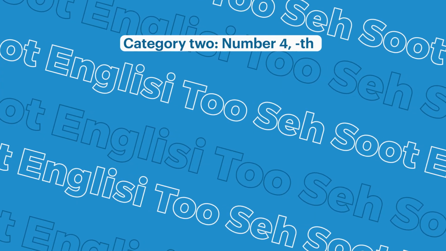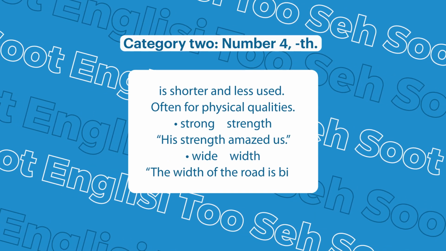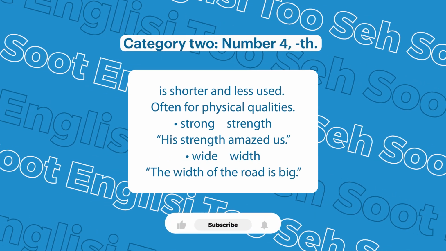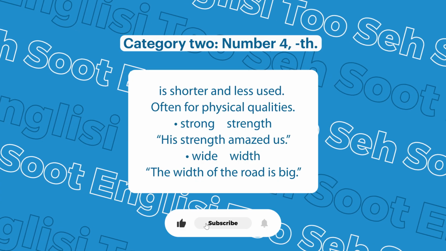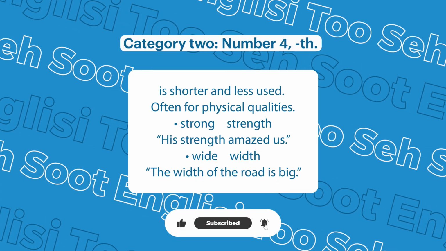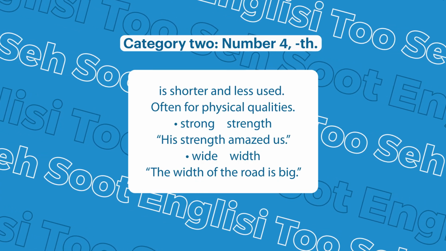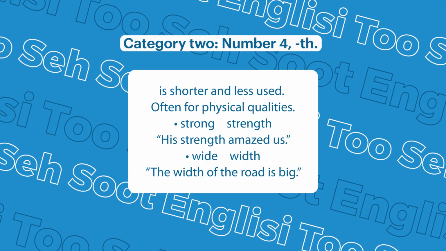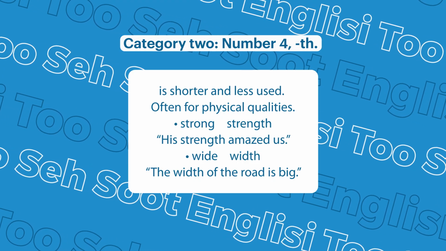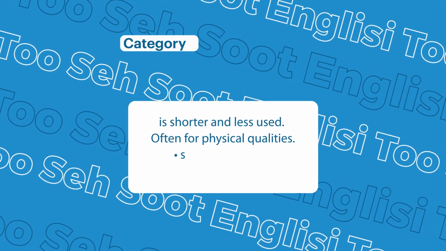Number 4. th is shorter and less used, often for physical qualities. For example, strong becomes strength. His strength amazed us. Wide becomes width. The width of the road is big.